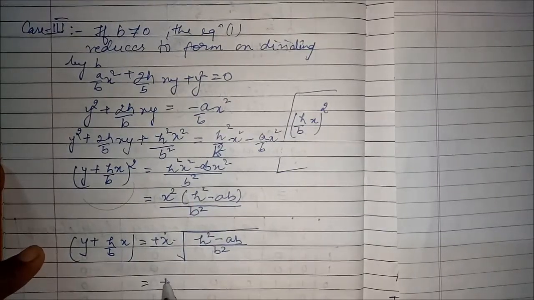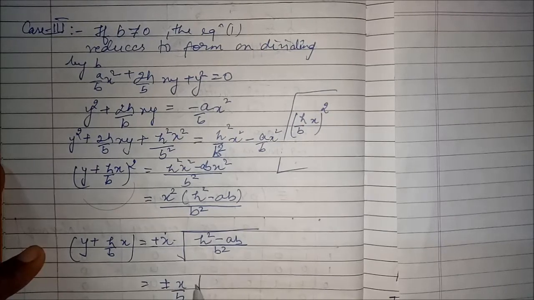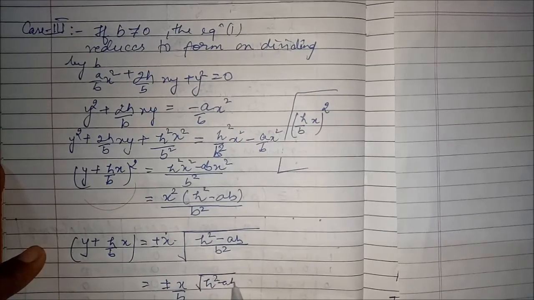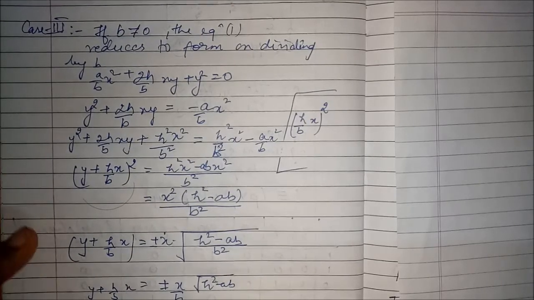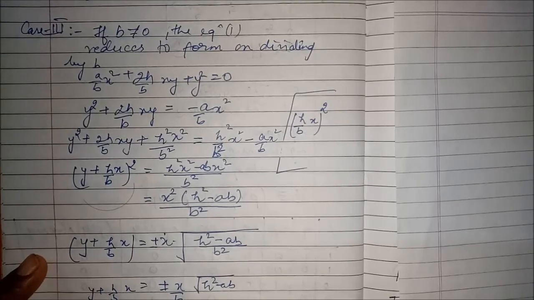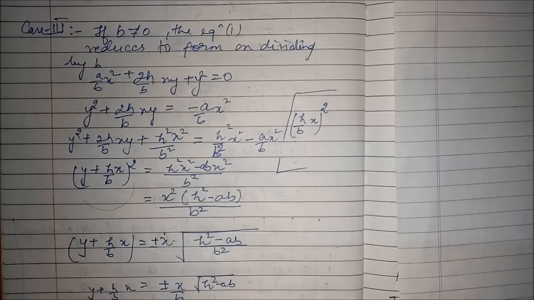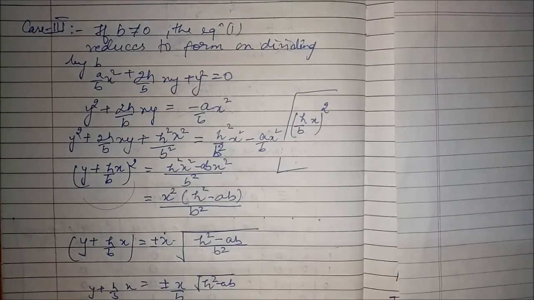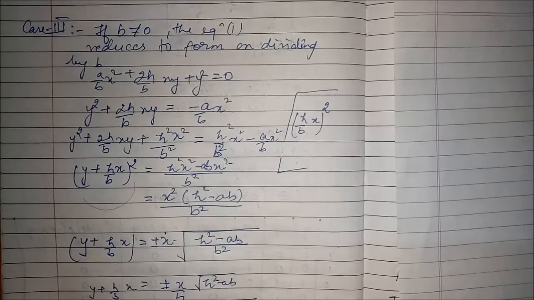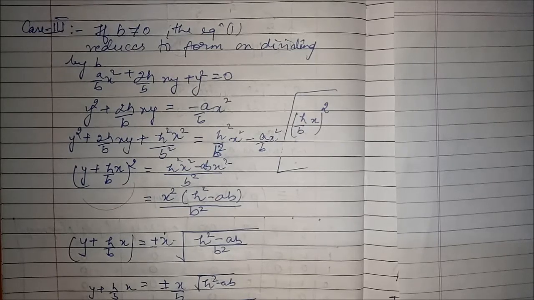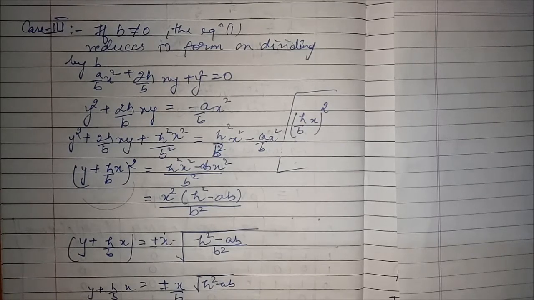Square is equal to plus or minus x upon b, root of h square minus ab. So from here we consider two cases. This implies y is equal to minus h upon b x plus or minus x upon b under root of h square minus ab.